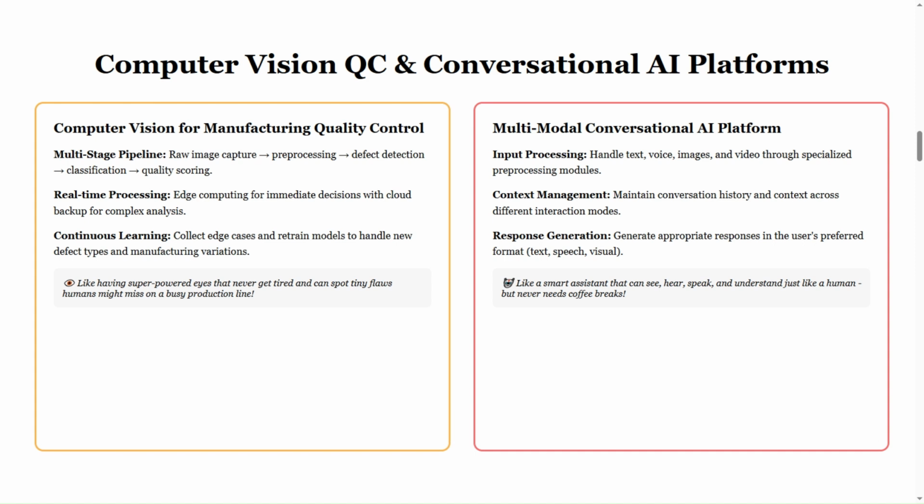Multi-stage pipeline. Raw image capture, pre-processing, defect detection, classification, quality scoring. Real-time processing. Edge computing for immediate decisions with cloud backup for complex analysis. Continuous learning. Collect edge cases and retrain models to handle new defect types and manufacturing variations.